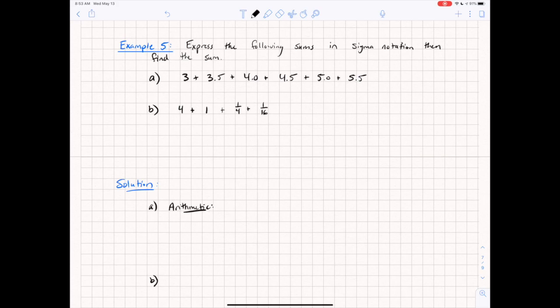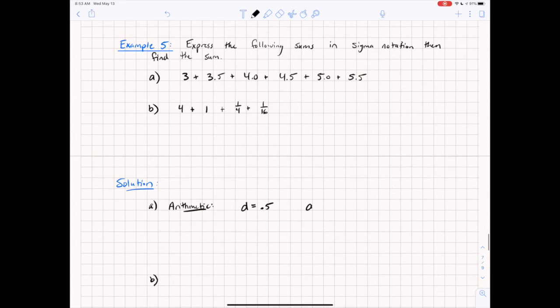Right? I know it's arithmetic because each term is found by a common difference. I'm adding 0.5 each time, so my d is 0.5. That's relevant because I need to write my argument for this series. I need to know what a_n is. Because it's arithmetic, it has to be d times (n minus 1) plus the first term, which is 3.